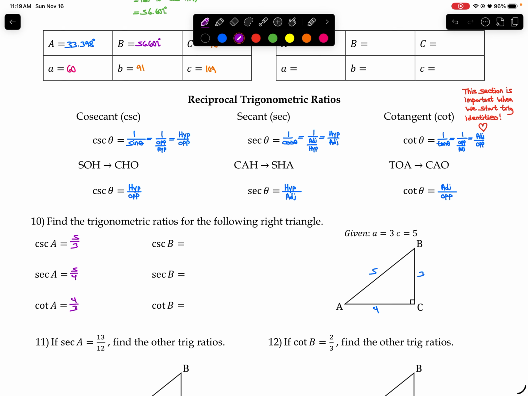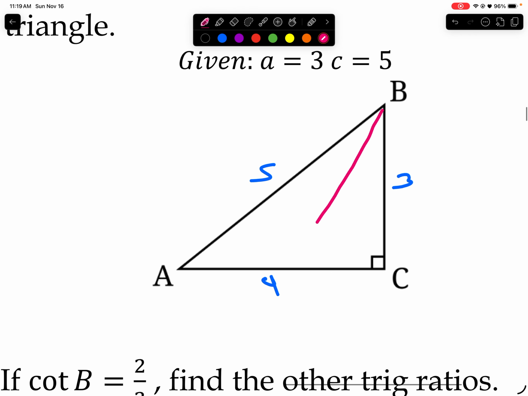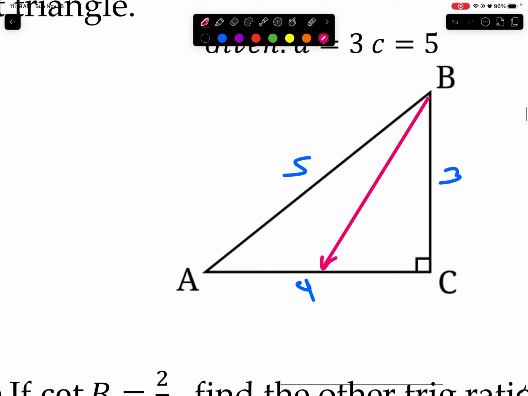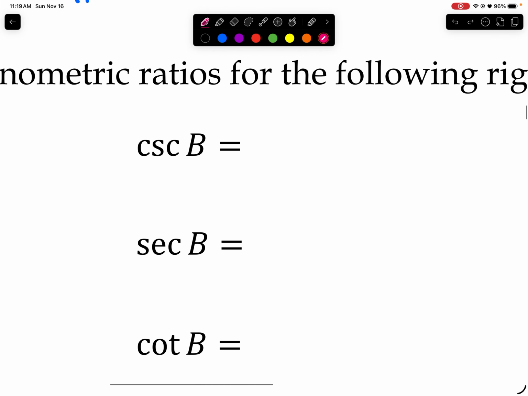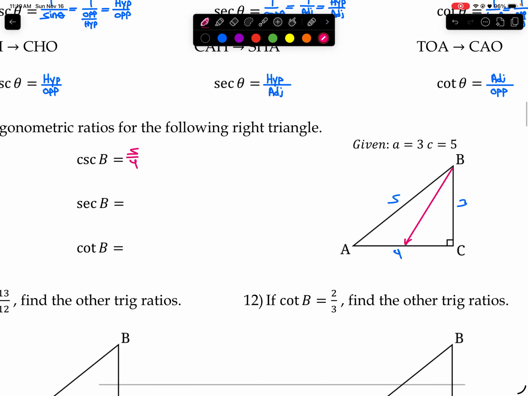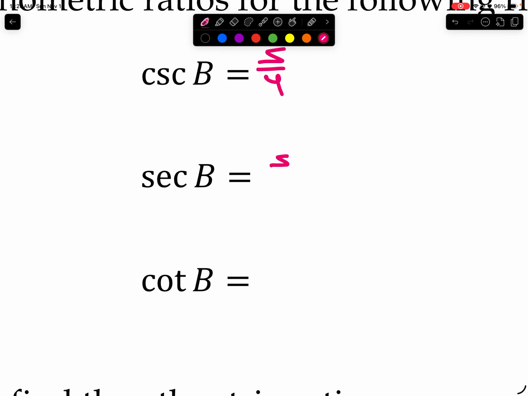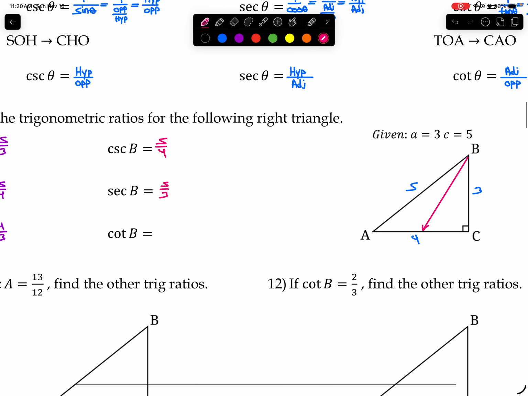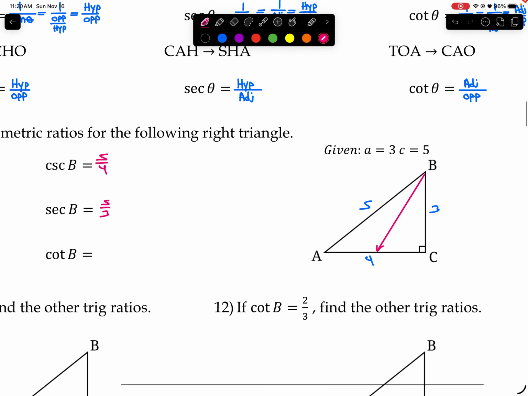So with angle B, now we're looking at cosecant of B. So cosecant tells me I want the hypotenuse over the opposite. So opposite of B is going to be side B. So if I want the hypotenuse over the opposite, I want 5 over 4. Then if I want secant, that's going to be the opposite over the adjacent. Nope, no it's not. Hypotenuse over the adjacent, which is going to be 5 over 3. And then if I want cotangent, that's going to be the adjacent over the opposite, which in this case is going to be 3 over 4.